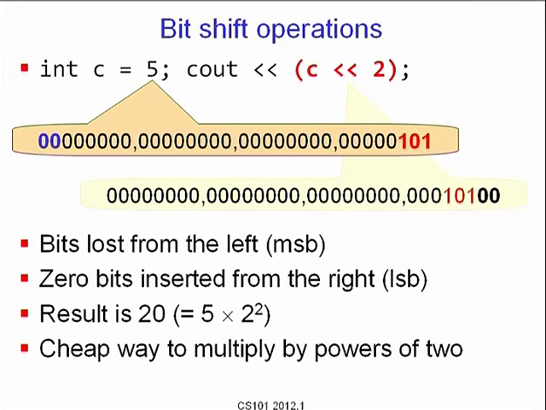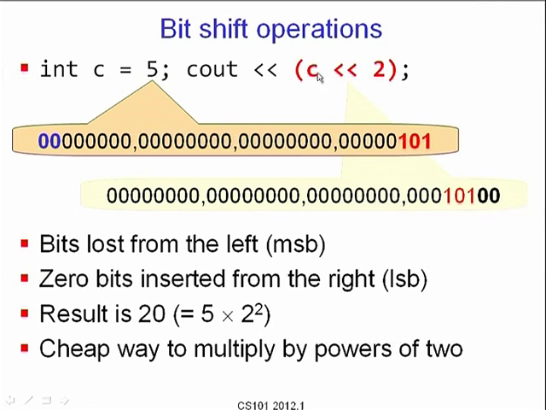So what's a shift? If I declare integer C to have value 5, if you write down 5 in binary for 32 bits, 32 bits is 4 bytes. I have put commas just to show the byte boundaries. The last byte has value 5 and all the leading bytes are zeros. That is the integer 5 written in binary.